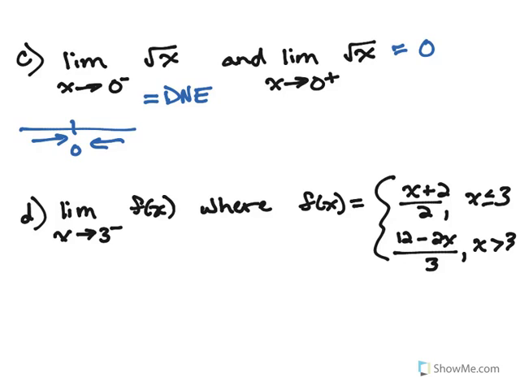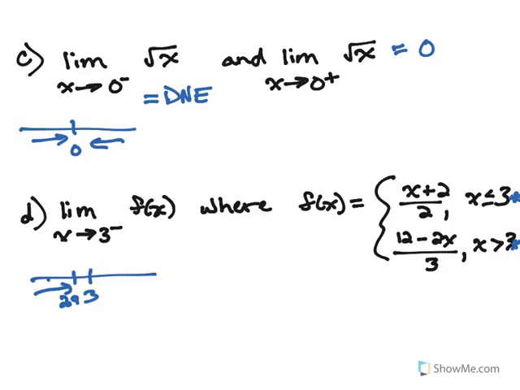All right, let's look at example D. The limit as x approaches 3 from the left. Okay, so where the piecewise functions are tricky is trying to decide which row to use to evaluate. 3 from the left. So what's the number a little bit less than 3? 2.9. All right, so where would x equals 2.9 fall? In row 1 or row 2? 2.9 is less than or equal to 3, right?